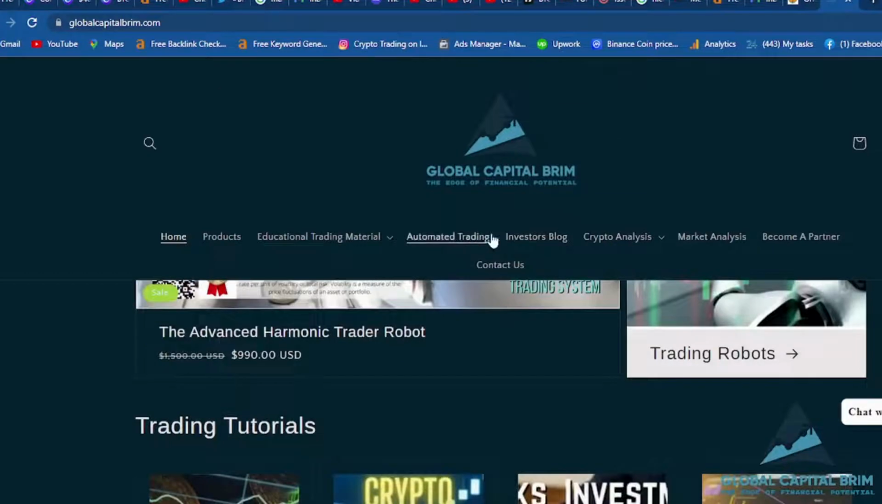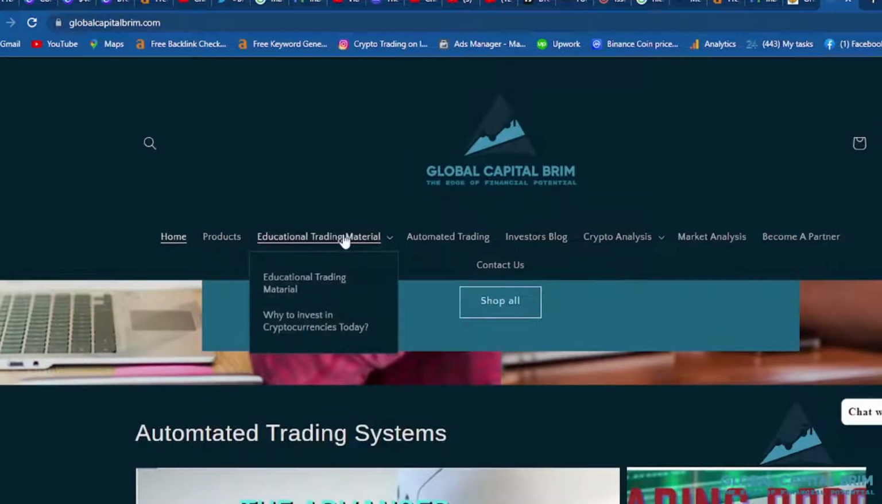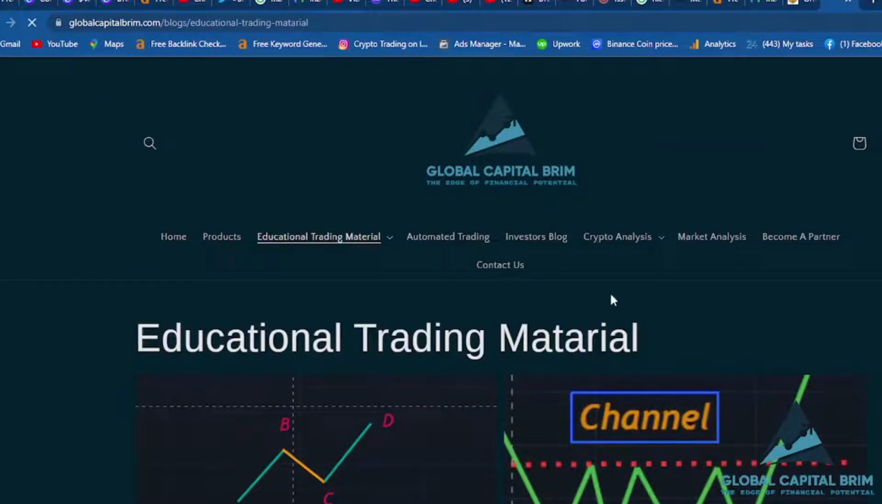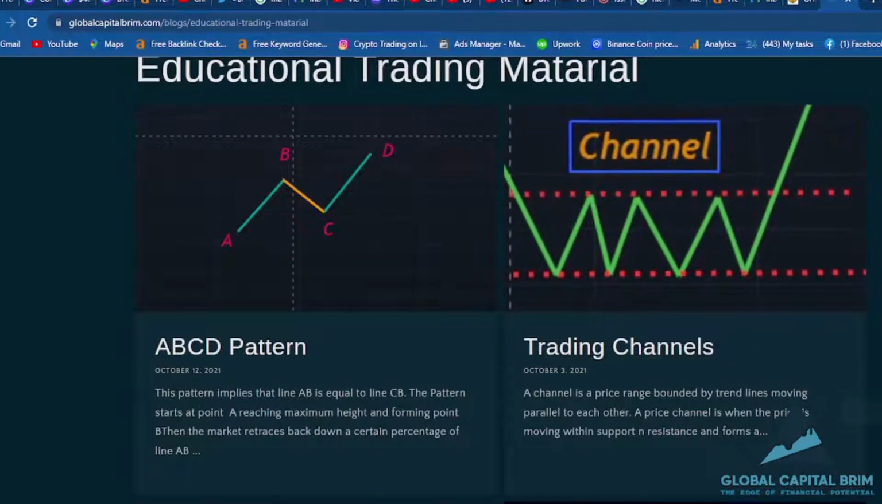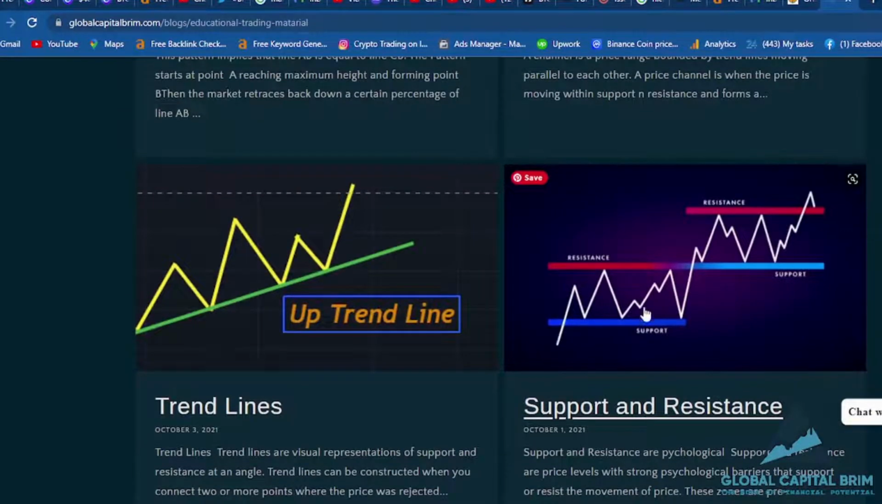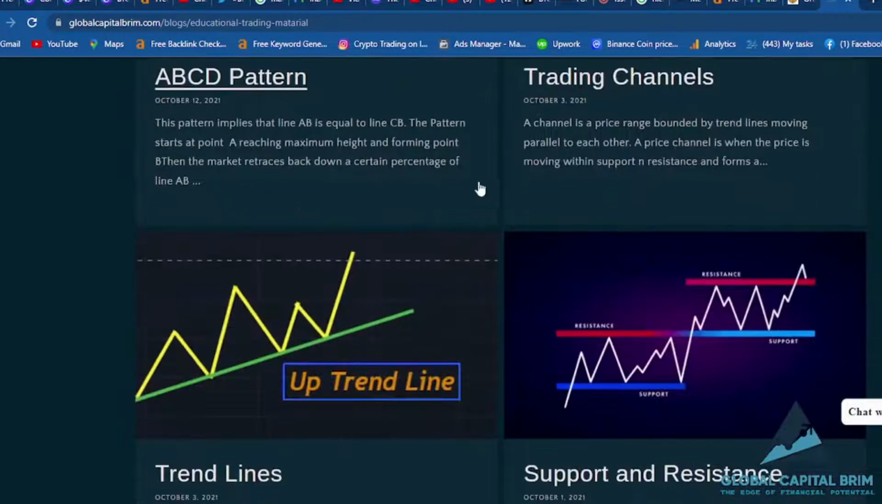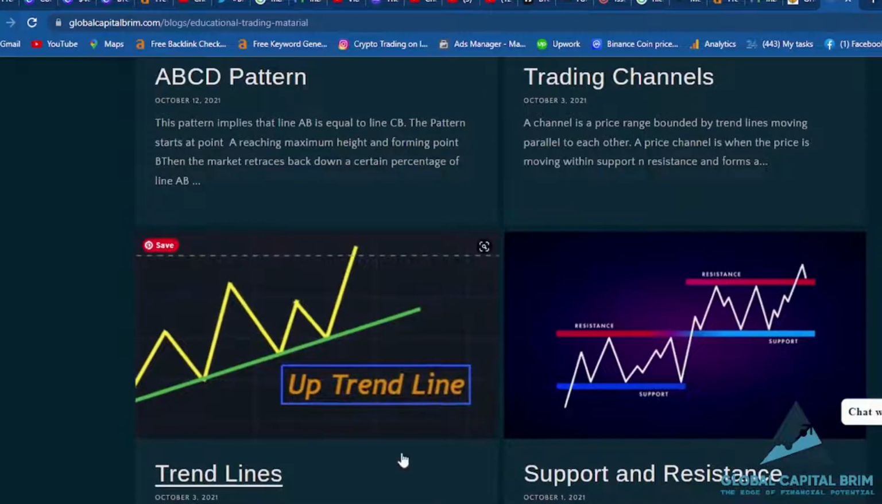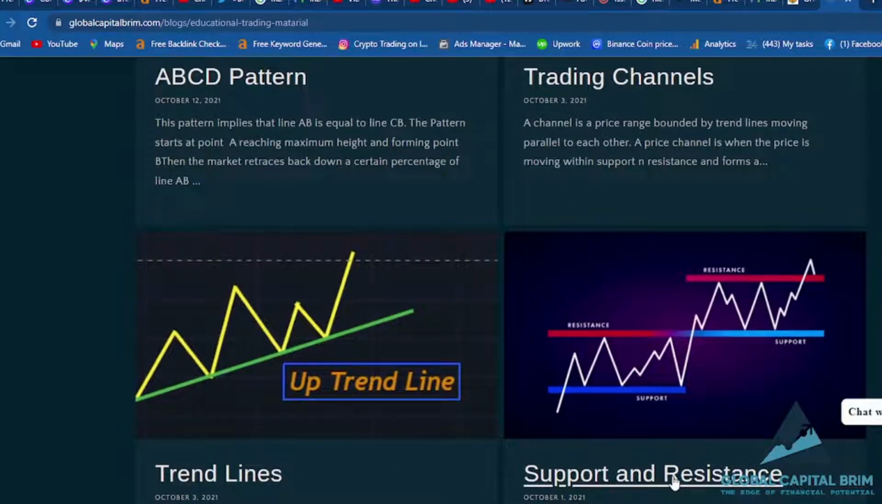We're going to be talking about support and resistance. So over here, the coolest thing is that we got free educational material. Click onto the educational material. Anybody can access this material, even if you're not a client of Global Capital Brim. You can access the material and get the correct definition so that you can do the right things. We got A, B, C, D patterns, we got channels, we got trend lines, but we're going to be focusing on support and resistance today.